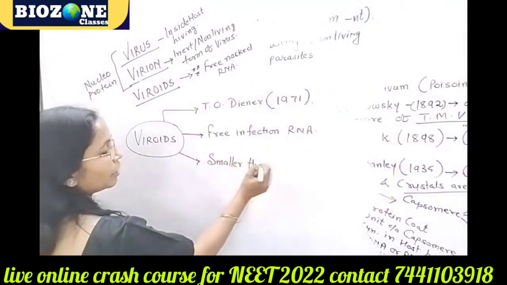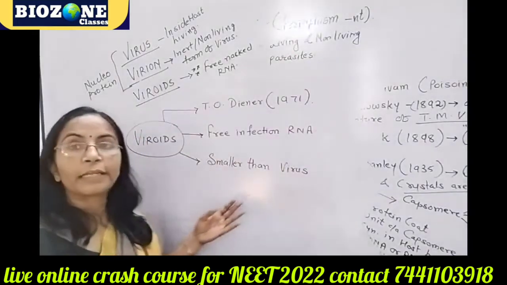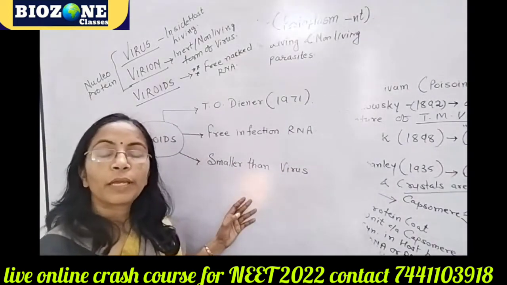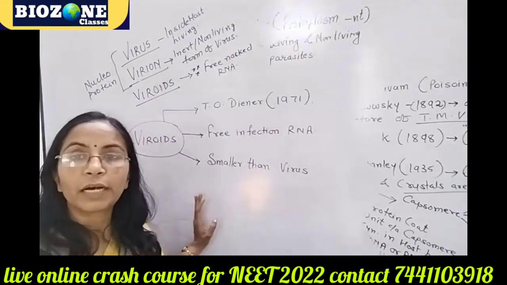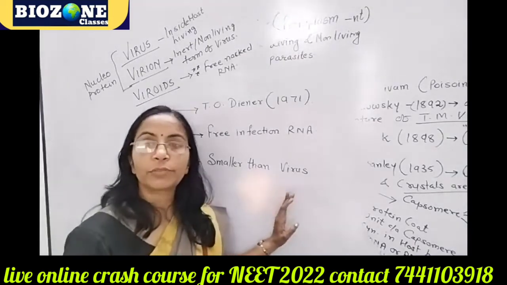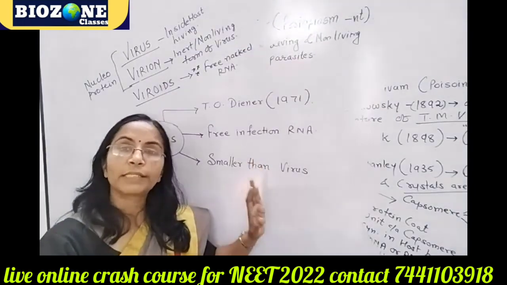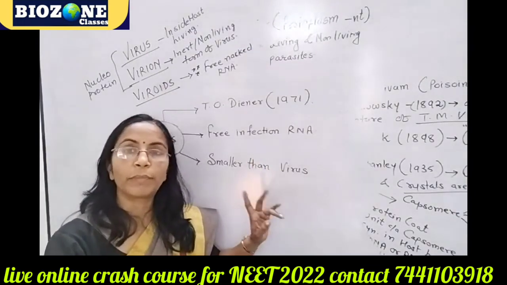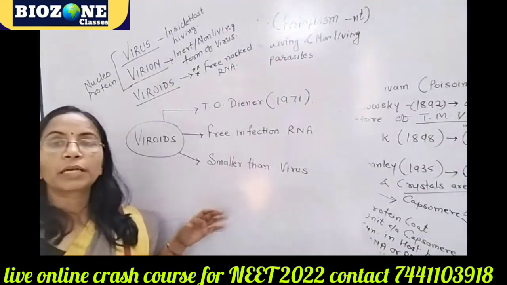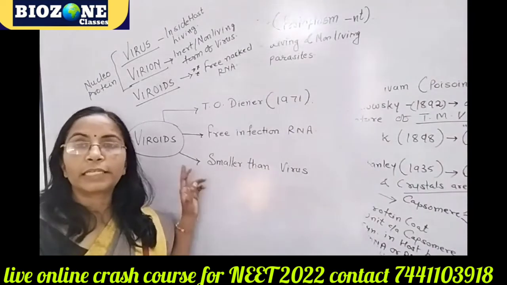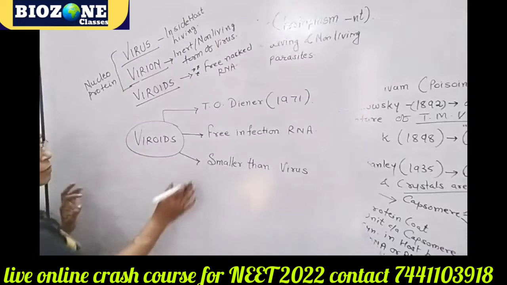Smaller than virus. Virus is smaller than bacteria. ठीक है? So in case the question is regarding bacteria, virus, viroids, so first bacteria, then virus, and then viroids. Because viroids are small, but it is a chemical agent. It is not a living. Smallest living being is always mycoplasma. Don't be confused, because mycoplasma is a living cell. But when we come towards the chemical agent, smallest chemical agent is viroid because it is smaller than the viruses. ठीक है, so smaller than viruses.